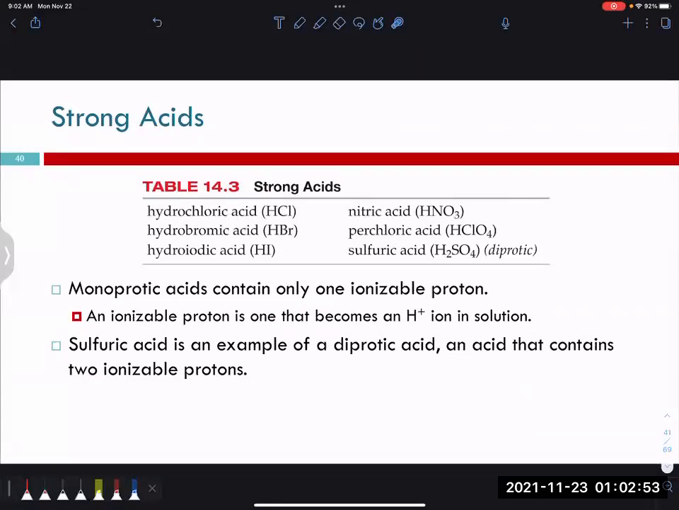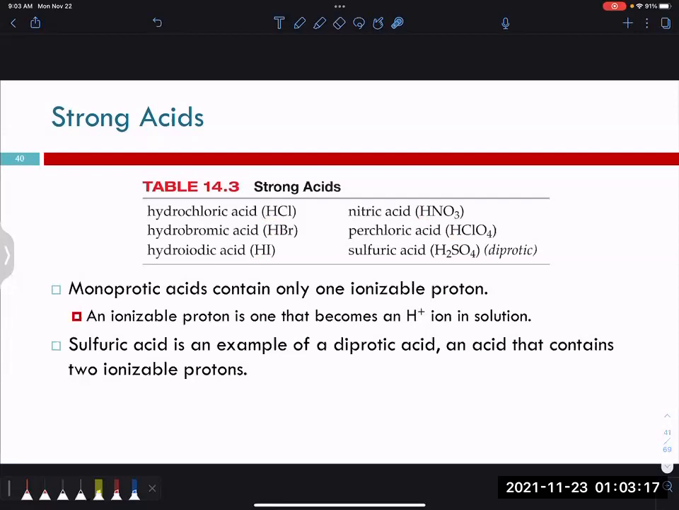In general, this will be helpful if you take Chem 20. These things like hydrochloric acid, hydrobromic acid, these are all strong acids. These are monoprotic, or not polyprotic. Monoprotic acids contain only 1 ionizable proton. So 1 for each of these.